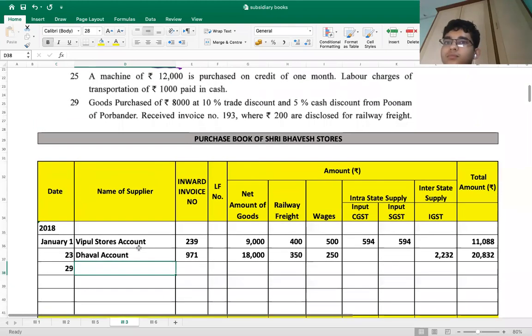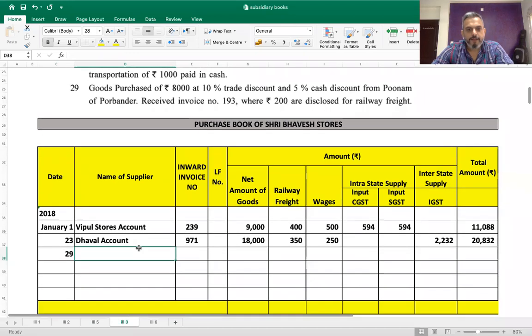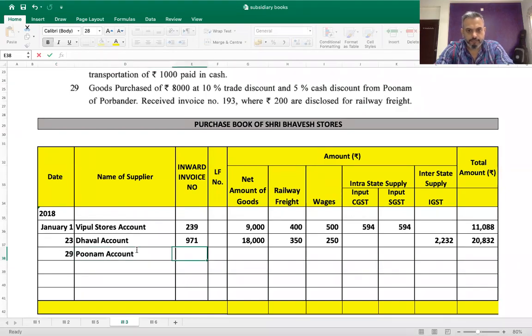Now the 29th transaction is very similar to the first transaction that you missed, Manu. So do the 29th and you will get the first one, don't worry. Now goods purchase of 8,000 from Poonam, so Poonam account, bill number 193, amount is 8,000 minus 10%, so 7,200.